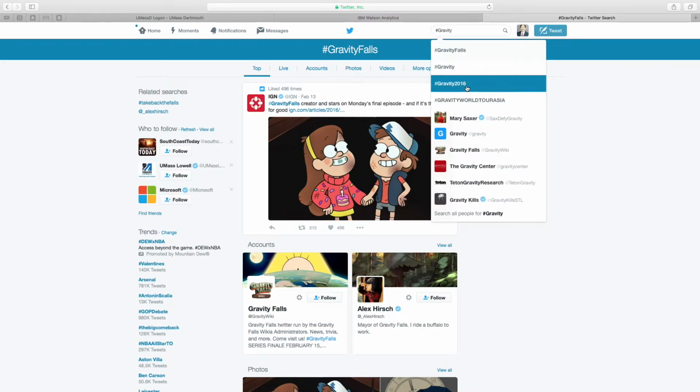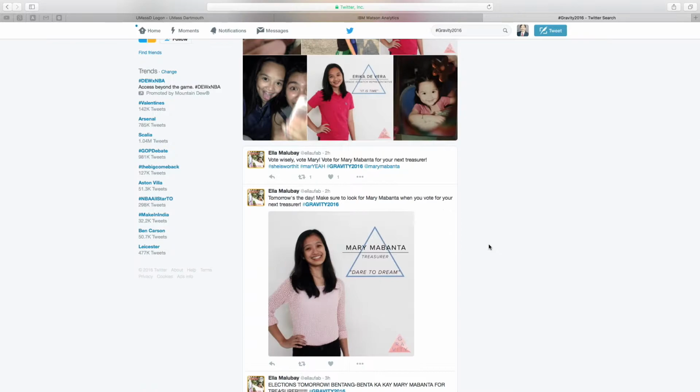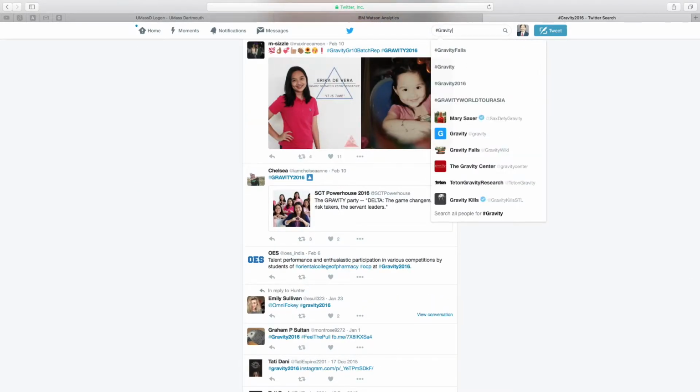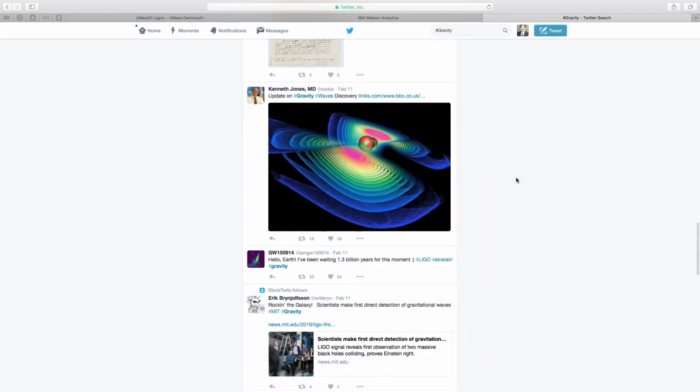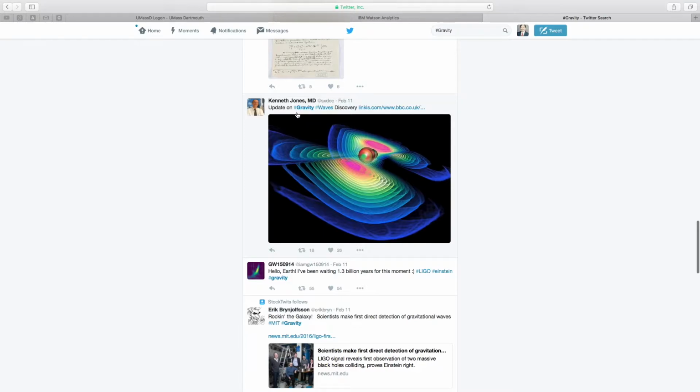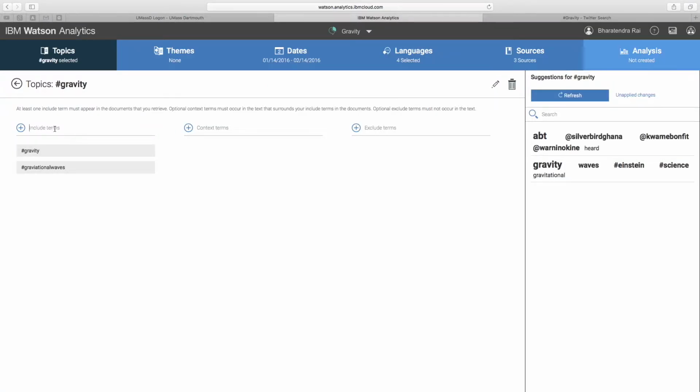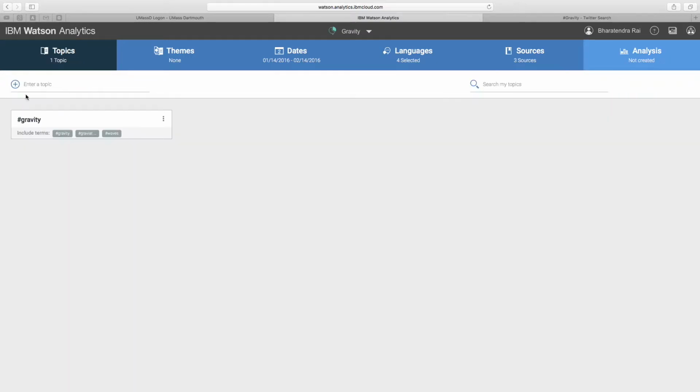How about gravity 2016? This also we don't see much. And if you look at simply gravity, in fact, at some places we have hashtag gravity as well as hashtag waves. So we can go back and include hashtag waves. We already have gravity. So I'll go back and include another topic, and just as an example, let's say ligo.